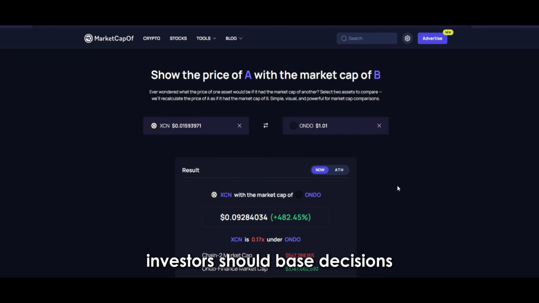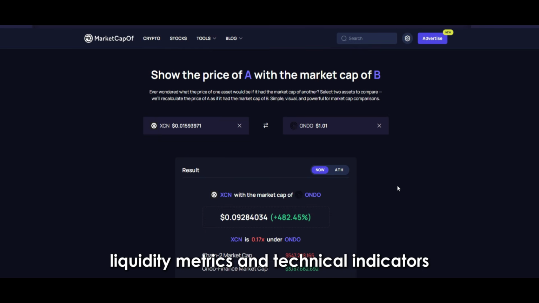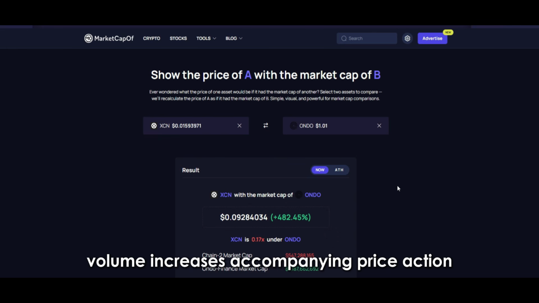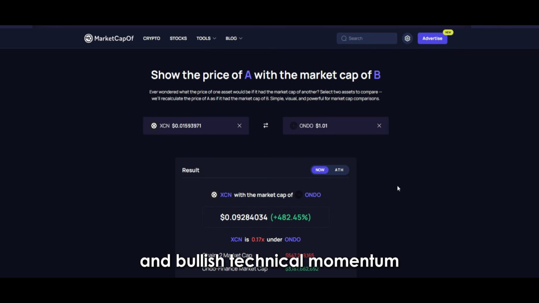Investors should base decisions not on speculative expectations, but on roadmaps, team updates, partnerships, integrations, liquidity metrics, and technical indicators. XCN holders should watch for roadmap updates that activate DeFi functions, staking, farming, liquidity incentives rolled out publicly, independent audits, community feedback, transparent tokenomics, volume increases accompanying price action, and bullish technical momentum.